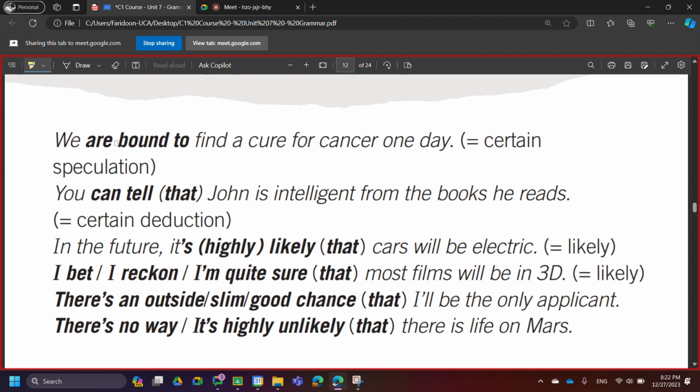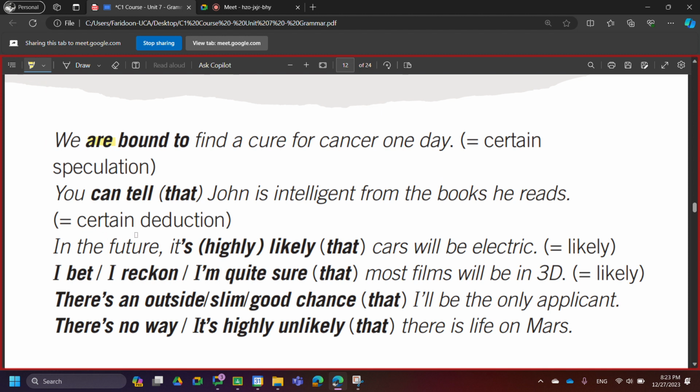The first one is "are bound to" or "be bound to". So, you can just say it is "be bound to" plus verb number one. It means certain speculation. When you're sure of it and you're speculating on a very certain level, you can use this sentence. You can tell that John is intelligent from the books he reads.